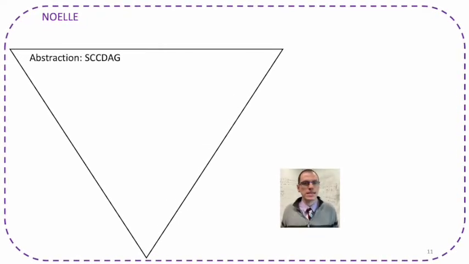NOELLE's SCCDAG extends slightly the one described in literature. The extension was necessary because the design goal of NOELLE is to provide abstractions and APIs for different code granularities, so optimizations built upon it can choose the granularity that better fits their needs. Because of this, NOELLE's SCCDAG is a hierarchical graph where the hierarchy is for both nodes and edges. At the top of the hierarchy, we have nodes that represent either an SCC of a dependence graph of a loop or single instructions. Nodes can be internal or external.